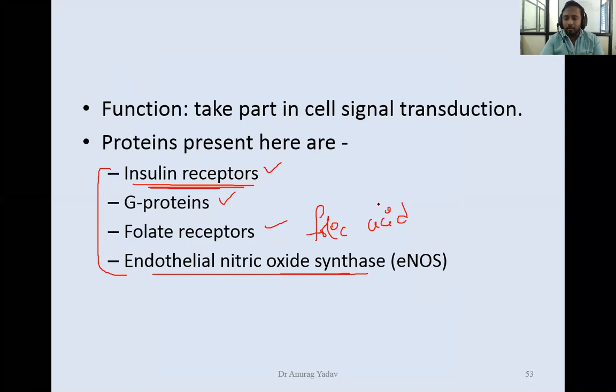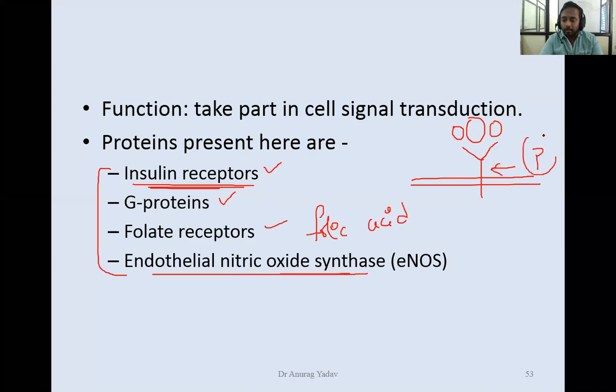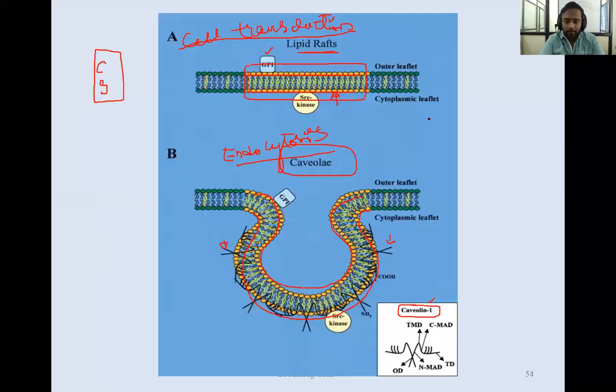As I mentioned last time also, the receptors are present on the cell membrane. It can be insulin receptor, thyroid hormone receptor, or any other receptors. So these receptors are nothing but what? They are routinely proteins, or glycoproteins, meaning carbohydrate attached to the protein. So they take part in the cell transduction pathway, the caveolae and the lipid raft.